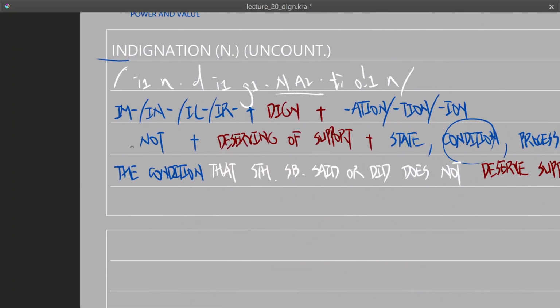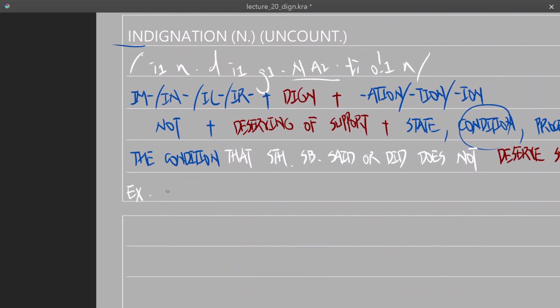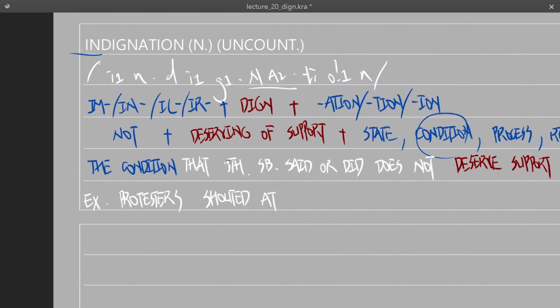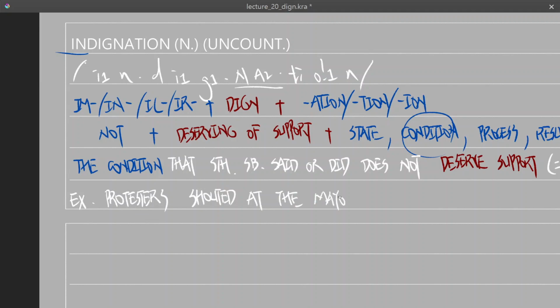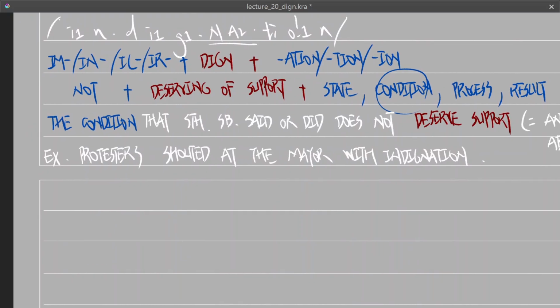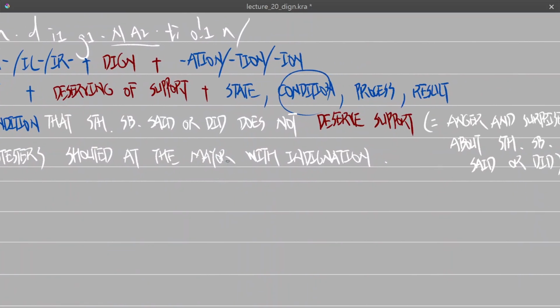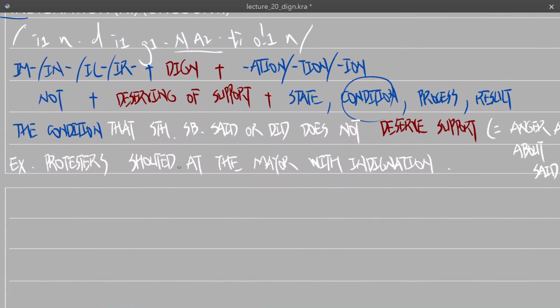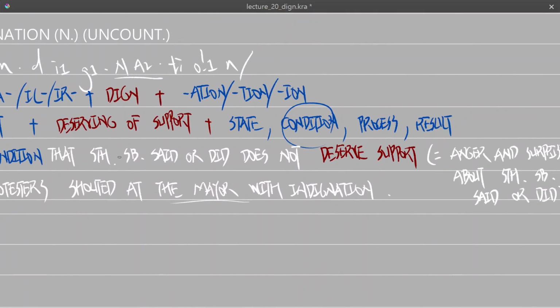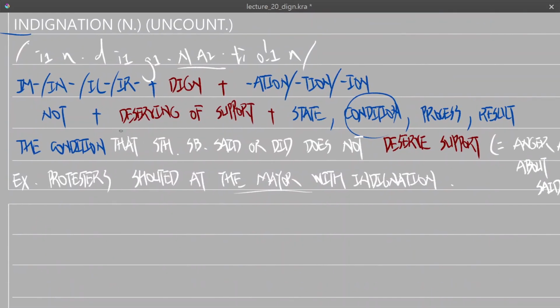So indignation, for example, let's say protesters shouted at the mayor with indignation. So probably because of something the mayor said or did, he did not say something properly. So the protesters feel angry about the mayor's remark or comments. Indignation.